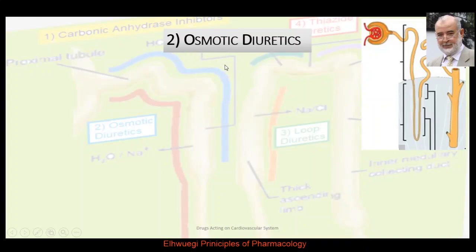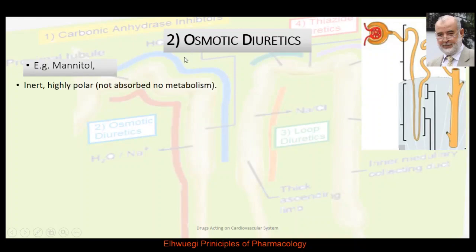Osmotic, from their name, they are osmotic diuretics. Most famous example is mannitol. Mannitol, usually it is inert. It is highly polar. Once it is given, it's not absorbed, it's not metabolized. It cannot cross the biological membrane, so it will stay in the biological fluid where it is given.